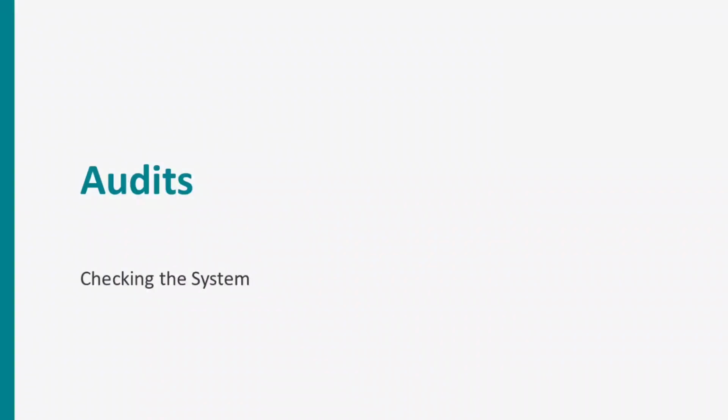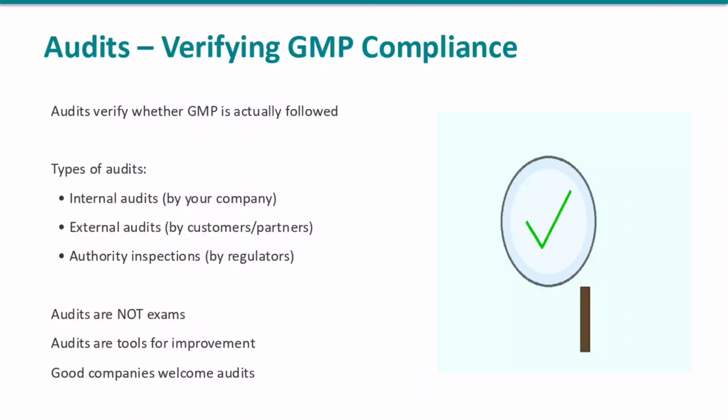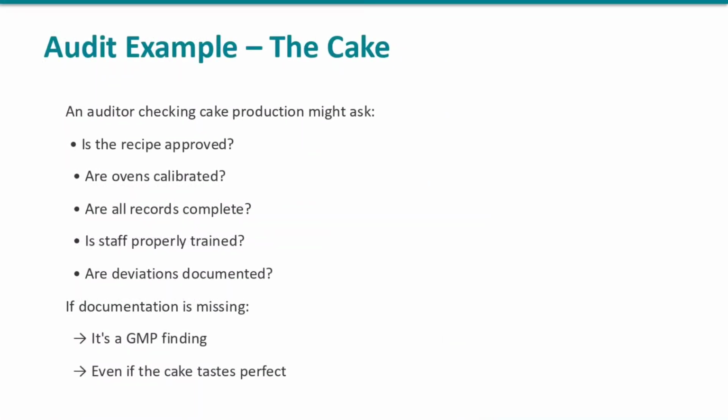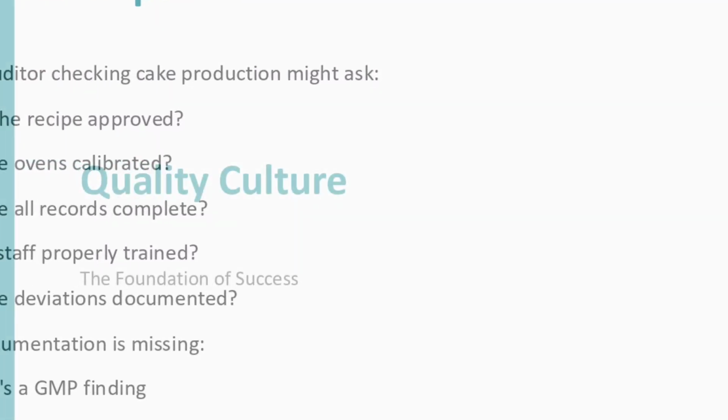Audits are used to verify whether GMP systems are working as intended. There are internal audits, external audits, and inspections by authorities. Audits are not exams and they are not meant to punish people. They are tools to identify weaknesses, improve systems, and ensure compliance. Using the cake example again, an auditor might ask whether the recipe is approved, whether the oven is calibrated, and whether baking records are complete. Even if the cake tastes perfect, missing records or unapproved procedures would still be a GMP issue.